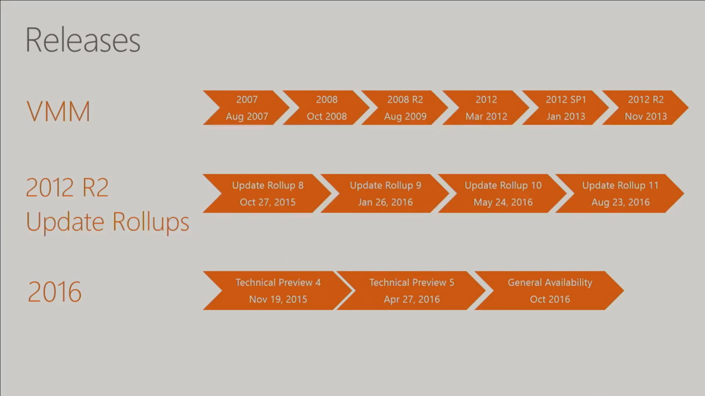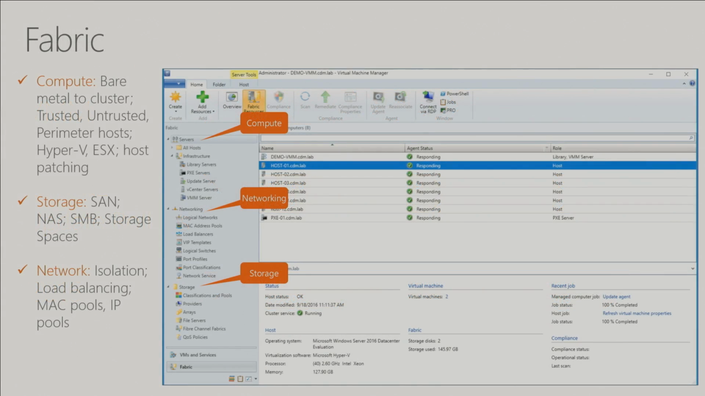VMM offers a lot of breadth as well as depth. Even with the 2012 R2 version, as you might know, you can accomplish a lot. So let's quickly take a look at this functionality before we start the journey. We'll start with Fabric. You can do management of compute, storage, and networking. For compute, you can do Hyper-V, ESX. Storage, SAN, NAS. For networking, bunch of vendors.